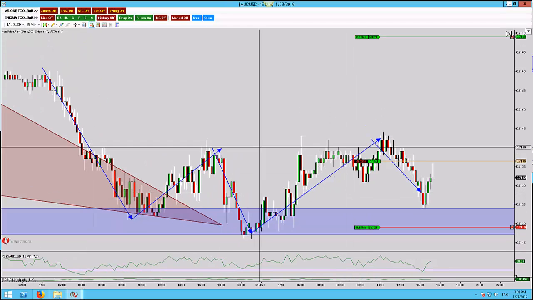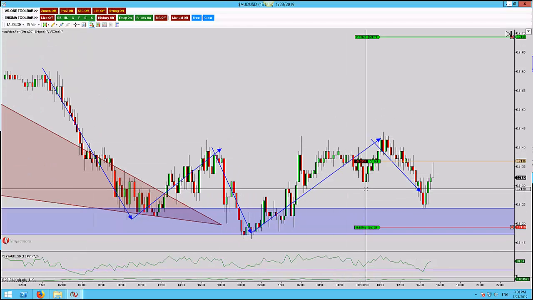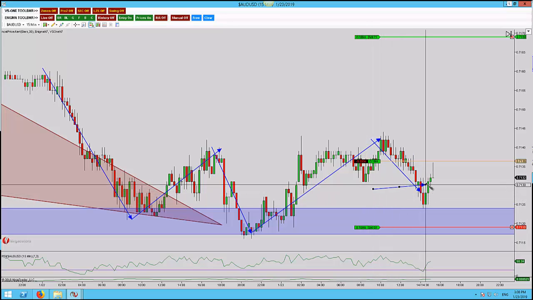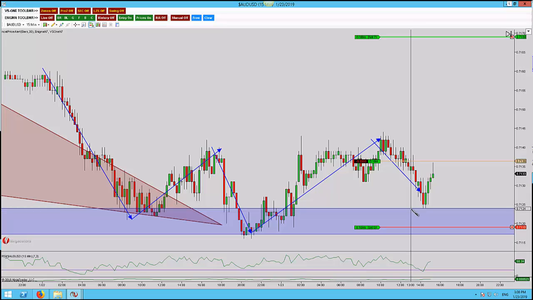Just bring back on those orders. I was actually late to this trade. The entry was actually here for me, so I didn't get a great fill, but stops then just go below the low, 5 pips below the low for me.